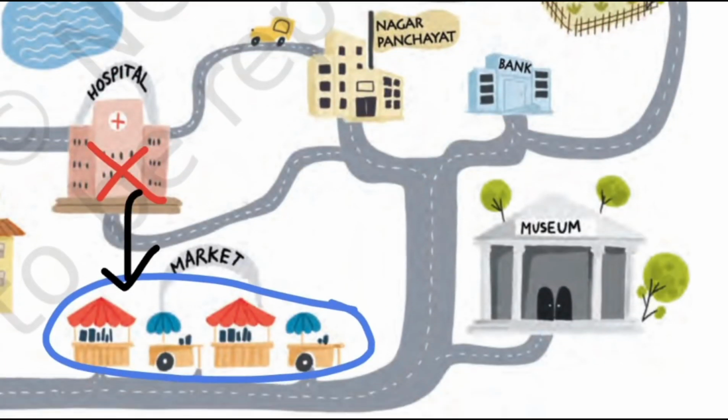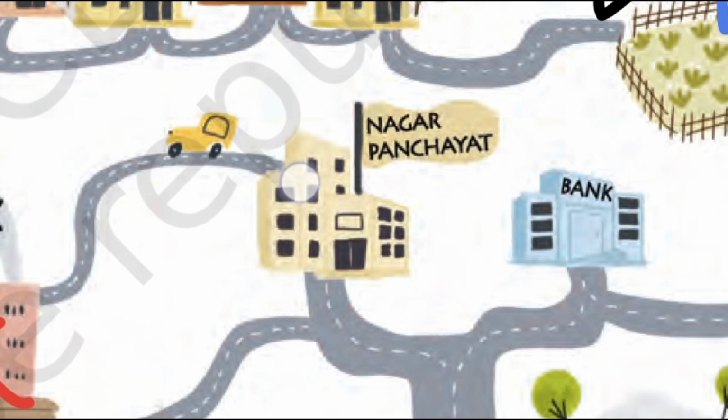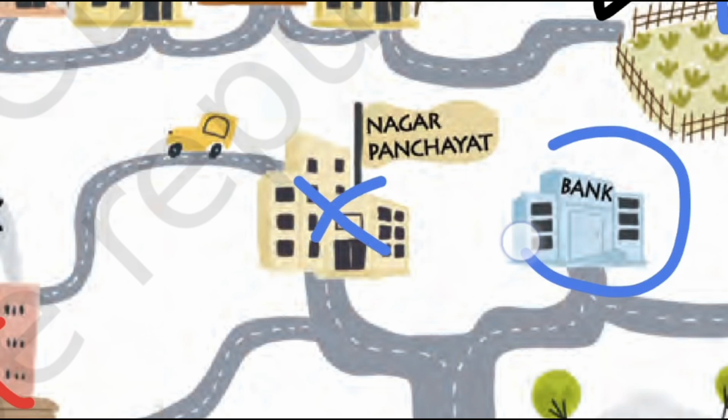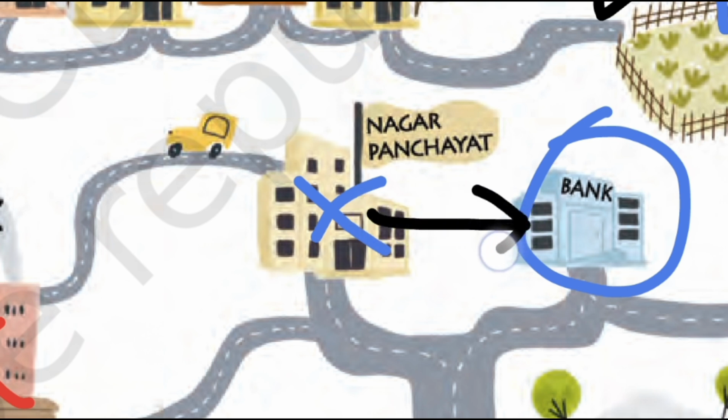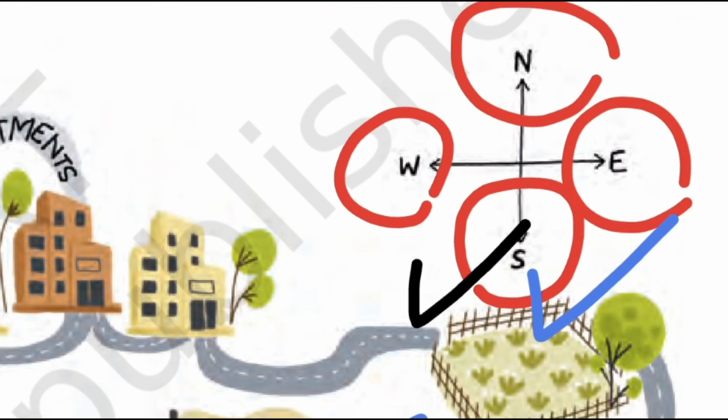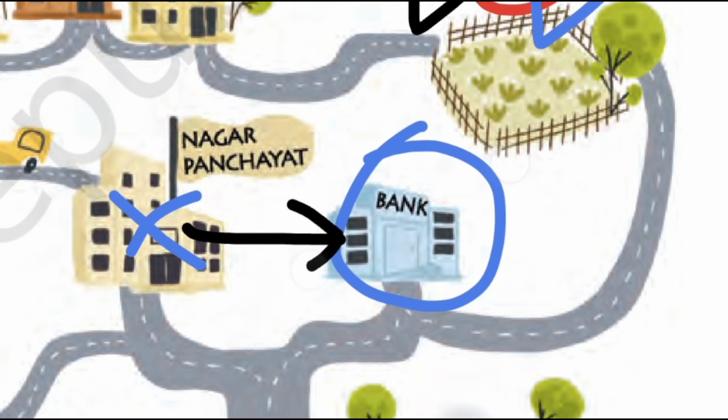Okay, I'll give another example. You just take the Nagar Panchayat. This is a reference point and you can see a bank here, isn't it? We want to find out the direction of the bank with respect to the Nagar Panchayat. How do you find it? First we want to draw an arrow, starting from the Nagar Panchayat into the bank. And that particular arrow is directing towards the right side, isn't it? Right side means east, isn't it? So we will say this particular bank is present in the eastern direction of the Nagar Panchayat.